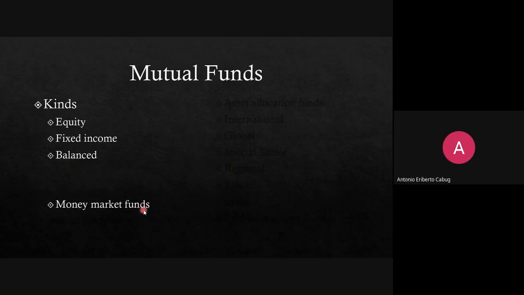What are money market funds and how do they differ from bond funds? Money market funds, this is a collection or a portfolio of short-term debt securities. Ano-ano yung mga short-term debt securities? Treasury bills, commercial papers, time deposits. These are money market funds. The securities are very close equivalents to cash.